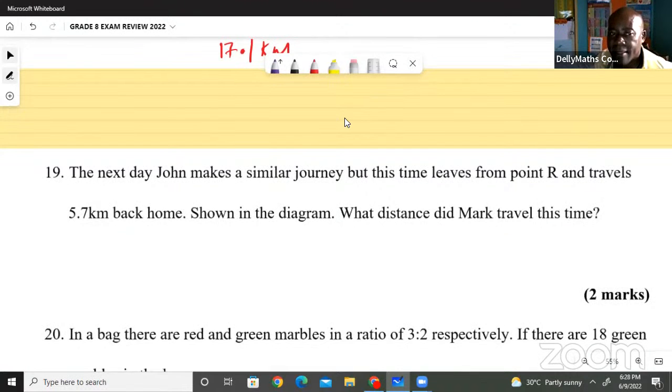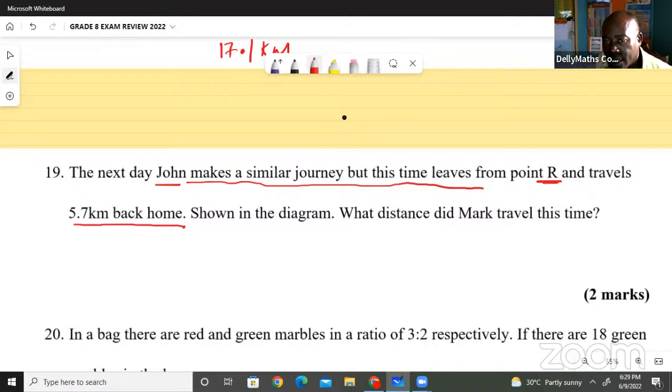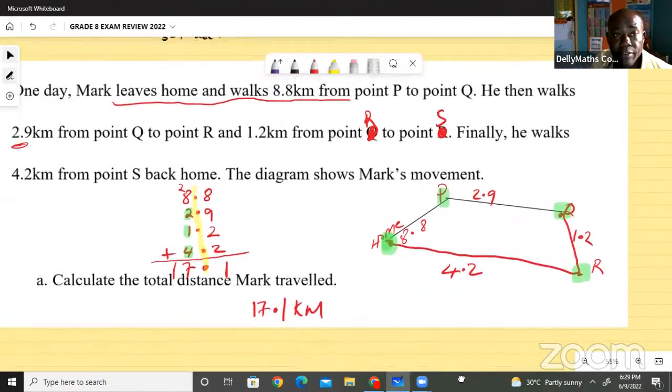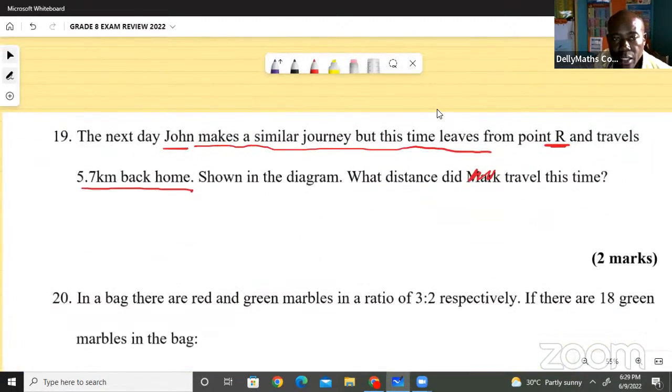This question says the next day, John makes a similar journey, but this time he leaves from point R and travels 5.7 back home. Show in your diagram what distance Mark, I would say, John or Mark travels. All right, so you have to be reading. So we're talking about John. All right, this is actually Mark here. Same Mark, same person, same journey.